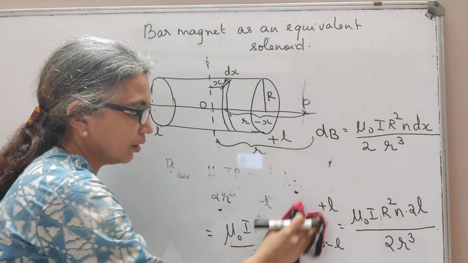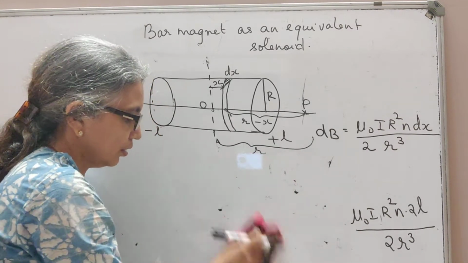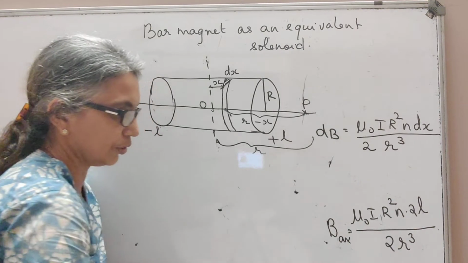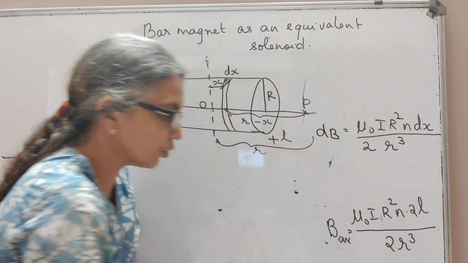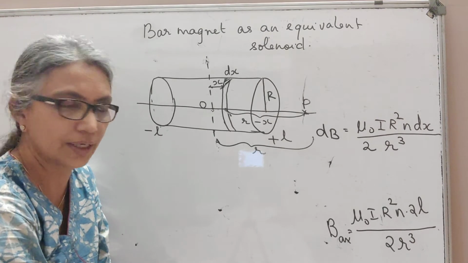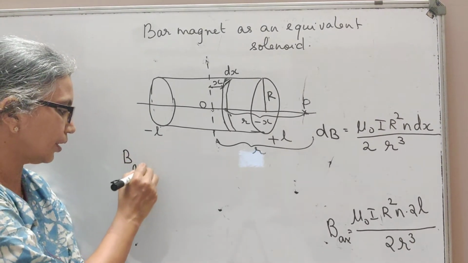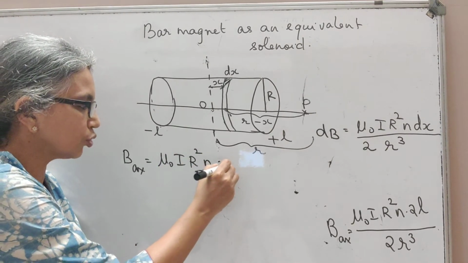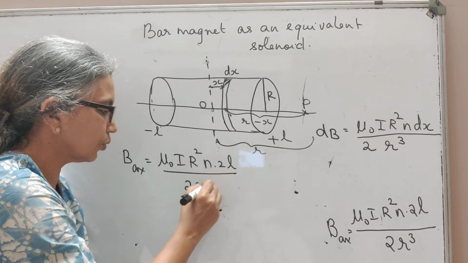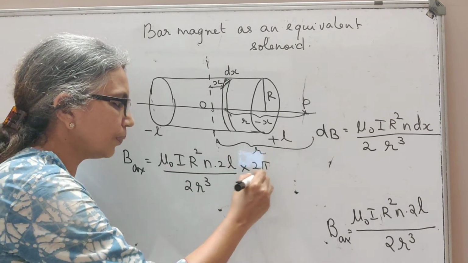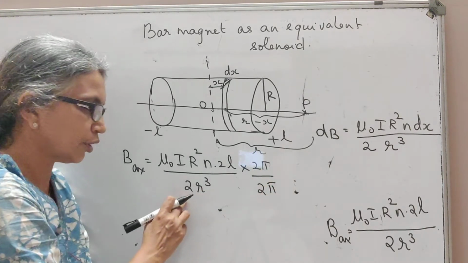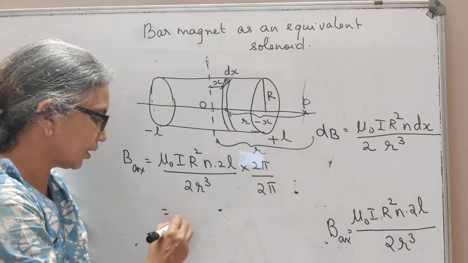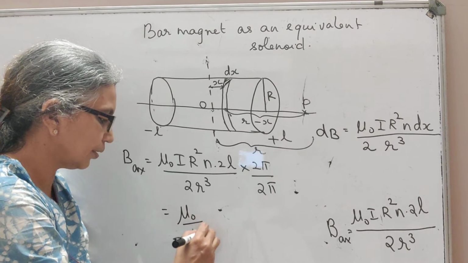So this is the B axial total because of the whole solenoid. Now I told you I want that mu 0 by 4 pi because that's the constant in magnetism. So B axial I may write as mu 0 I r square n into 2L divided by 2r cube, multiplied by 2 pi on top and divided by 2 pi, because this will give me the 4 pi, and only if I put the 2 pi on top I have not changed the value. So I may write this as mu 0 by 4 pi.